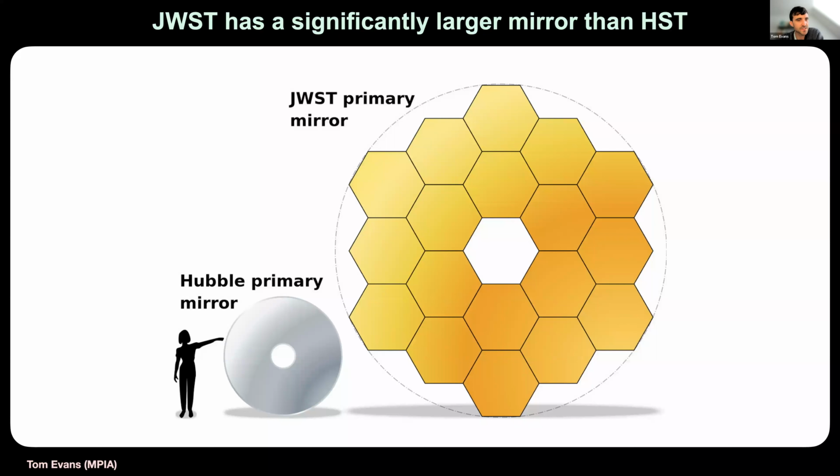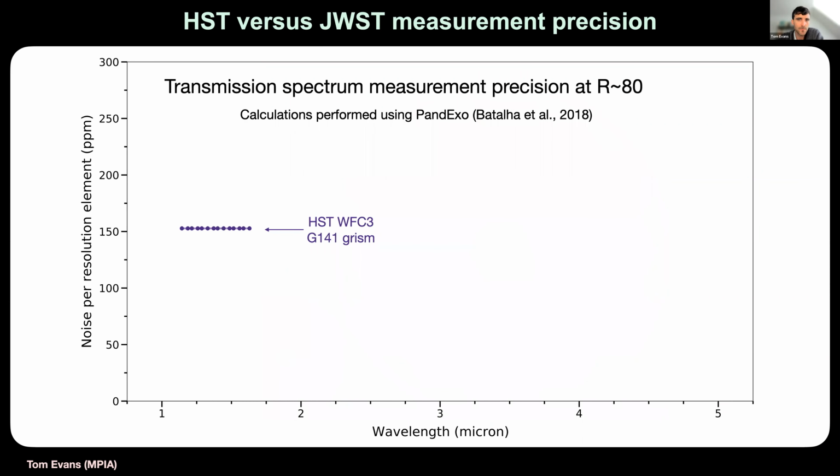Okay, but JWST will have a bigger mirror, right? And yes, that is going to obviously boost the signal to noise, but how dramatically will it do so? So let's compare the hypothetical measurement precision of HST and JWST.